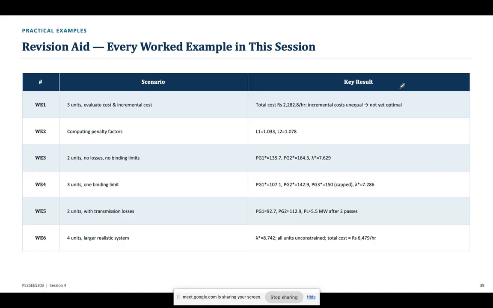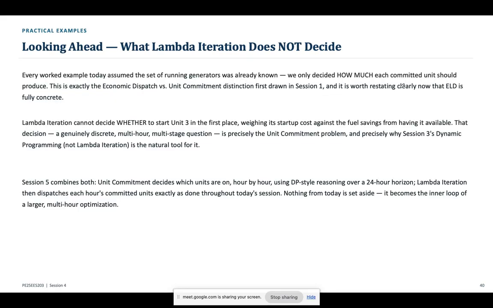Okay, so we are moving to the final slide. This is what lambda iteration does not decide. This very heading draws a boundary around what economic load dispatch can actually decide. Throughout today's calculation, we quietly assumed that the set of generators already running was known. We decided the output levels of those generators, but we did not decide whether a generator should be started or stopped.